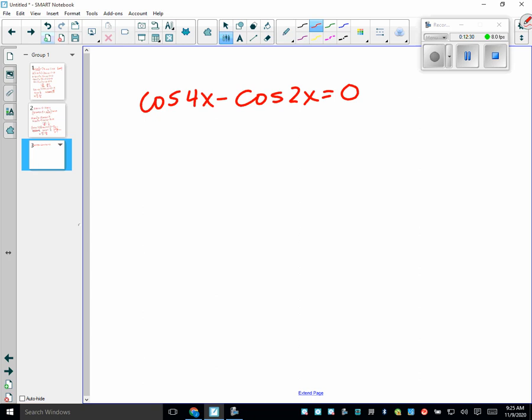What is it? Negative 2 sine what? 6 over 2, sine 3. Does that help us to go to sine 3x? No. Not really, does it? I would rather us do something else. So let's think back. That didn't look good.